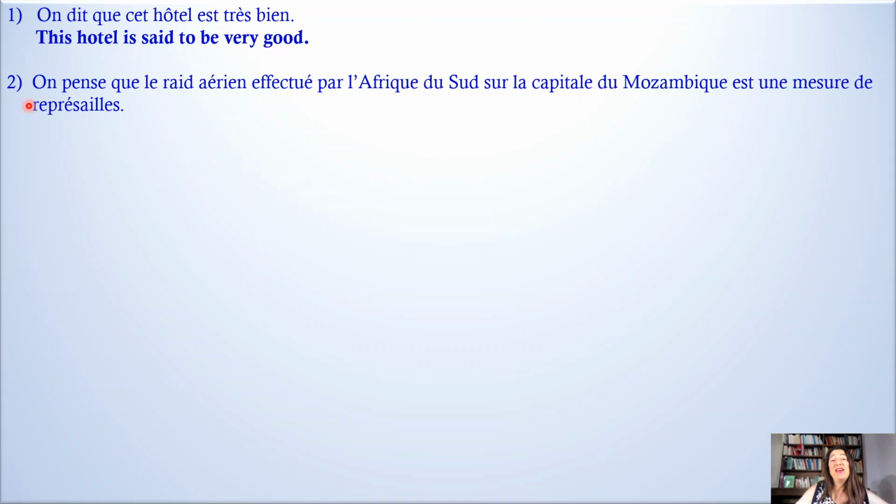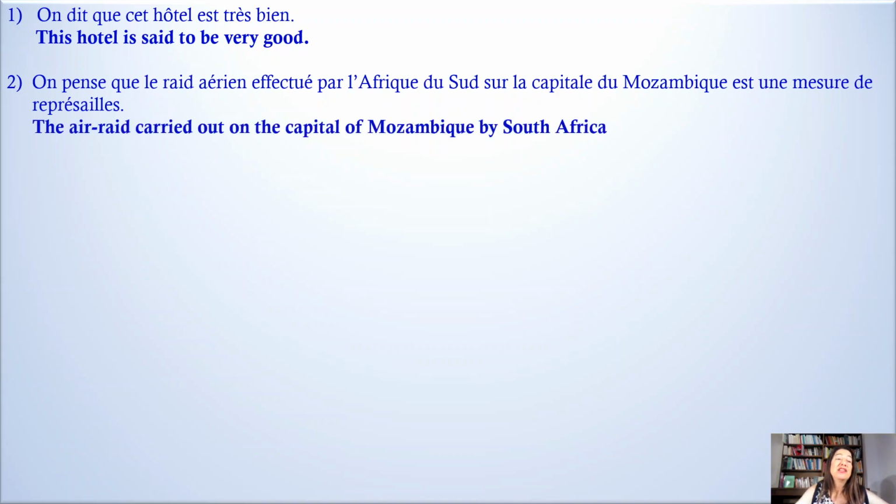Well, it has the same vague meaning as in the previous sentence. So again, we're going to use the passive voice to translate it. And the subject of the passive voice is going to be, as always, the object of the active voice sentence. So here, the object is really, really long, but it doesn't really matter, and it's not that hard to translate. It's almost a word-for-word translation. So: the air raid carried out on the capital of Mozambique by South Africa.